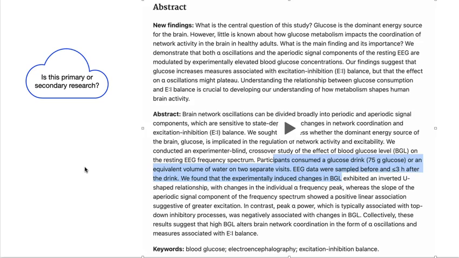So let's think about this. What kind of research is this? This is experimental research, but is this primary or secondary research? Well, it is primary research because they are collecting new data.